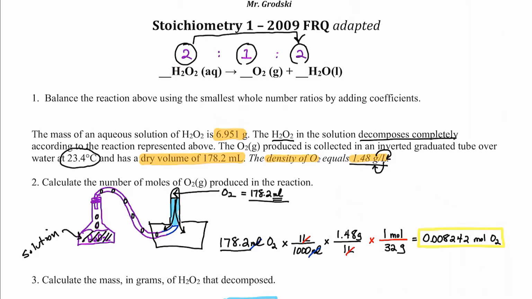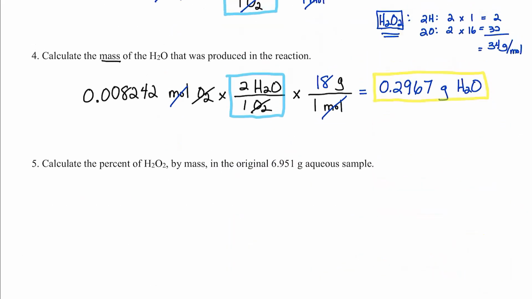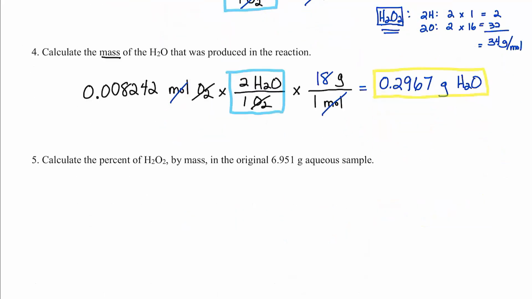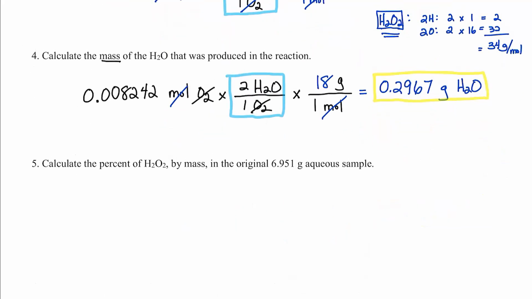Okay, so in any case, last one, number 5. Calculate the percent of H2O2 by mass in the original sample. Okay, so they want to know the percent of the H2O2. Remember we said that we had H2O2 that was aqueous. Okay, aqueous. What's that mean? Well, it means that you had H2O2 dissolved in water. Okay. So it was a solution. So what's the percent of the H2O2 in that solution?